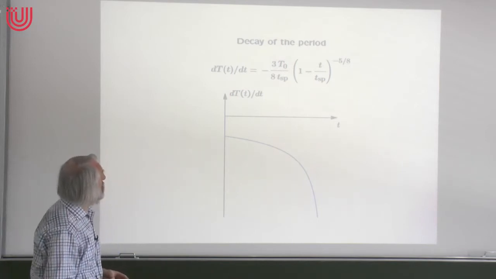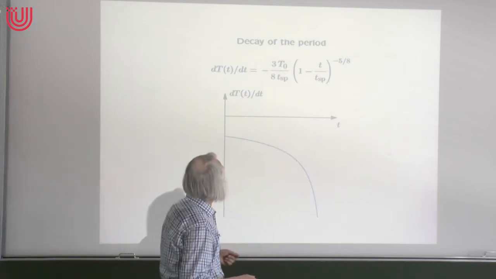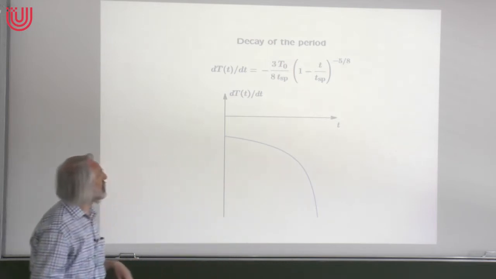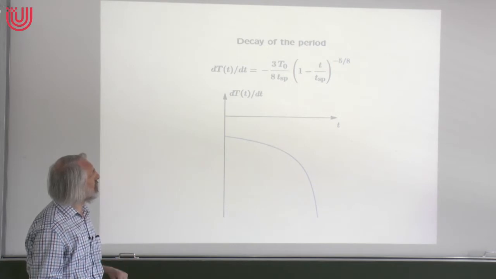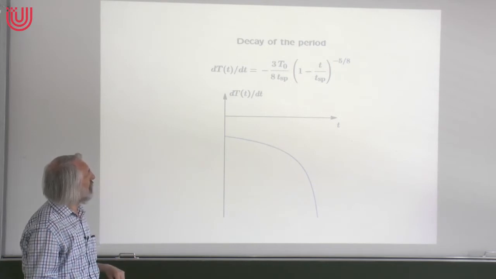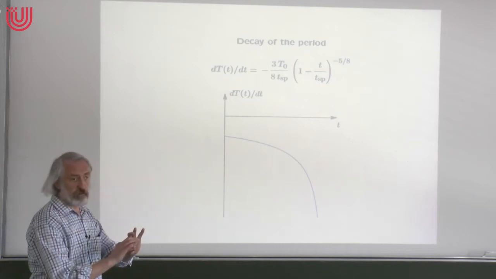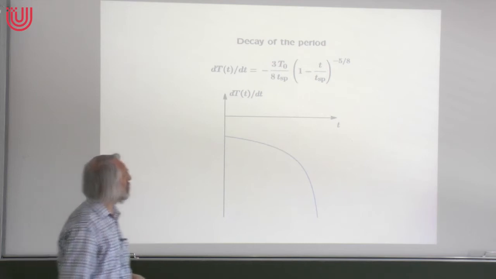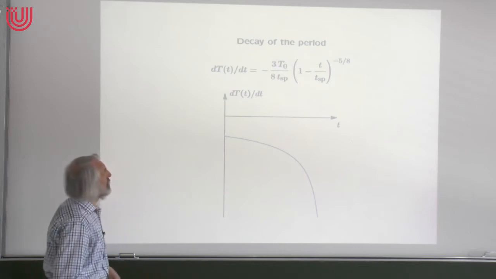And the change of the period, the rate at which the period decays, is given by this factor, 1 minus t over t_sp, to the power minus 5/8. t_sp is the so-called in-spiral time, the time at which the two mass points in this simple mathematical setting have come together. And then, of course, the calculation stops. So you see that in this setting there's a singularity at t equal t_sp.